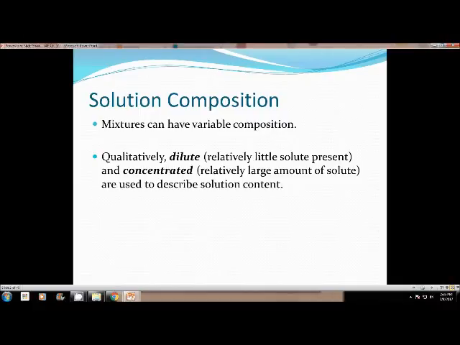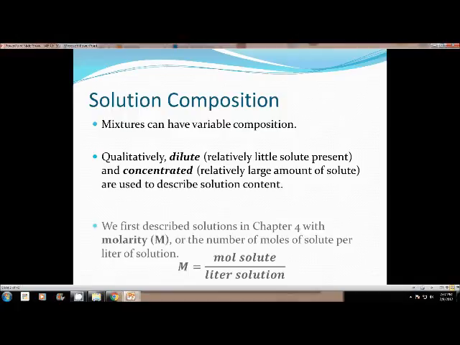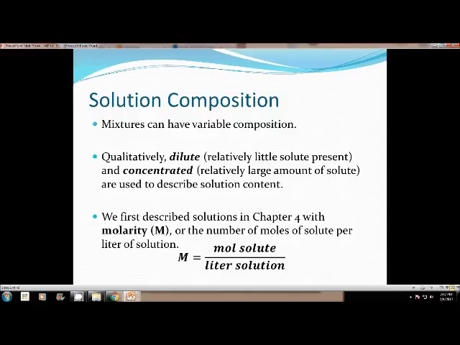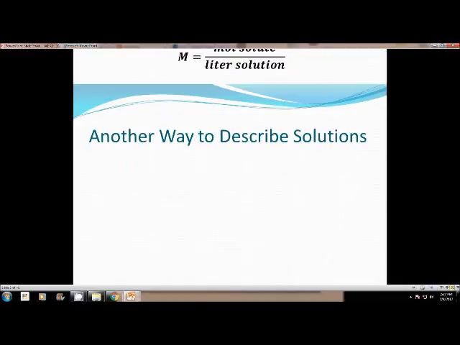Solution composition can be found in different ways. Mixtures have variable compositions, meaning qualitatively, when we say a solution is dilute, it has relatively little solute present, and concentrated is when it has a relatively large amount of solute present. Concentrated and dilute describe what's in that solution. We first described solutions in chapter 4 with molarity, symbolized by the capital M, the number of moles of solute per liter of solution. That would be the total volume of solution on the bottom.